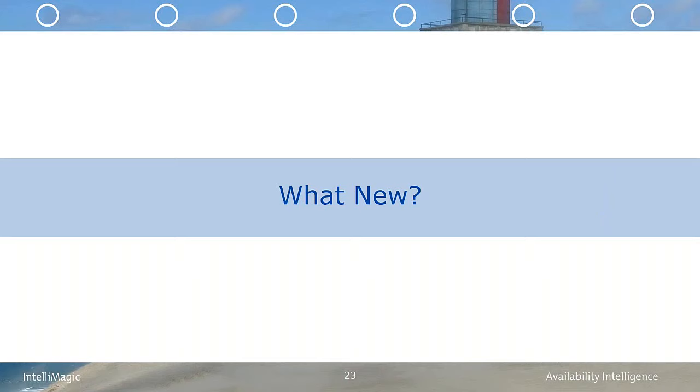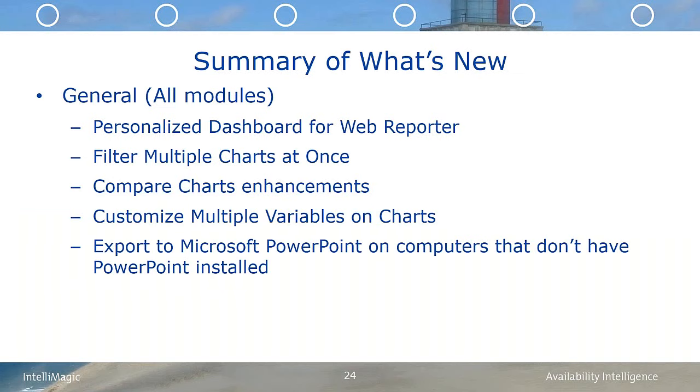So what's new? That's what we're going to talk about now from the IntelliMagic Vision standpoint. First of all, this first set of things is what's new in version 8.8, whether it's z/OS tape or any of the others. So we're going to talk about some of the new functionality that's available in all of our platforms.